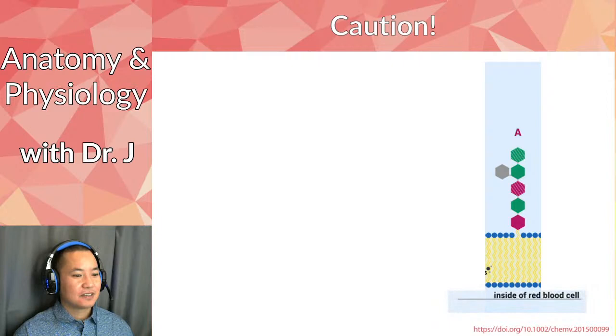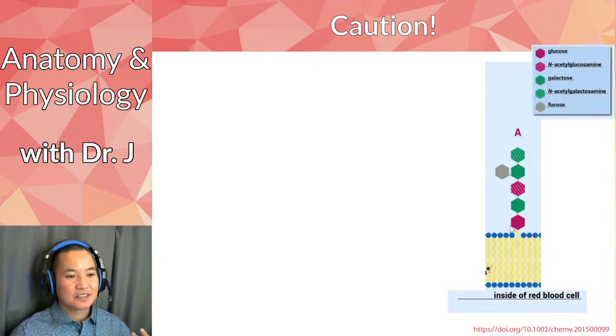Now, this is why I think the OpenStax version is a little better than the Martini version, because this is what the A antigen looks like. You might be like, oh, hexagons, kind of like glucose, right? Yeah, so it is some sort of chain of carbohydrates. We have a branched chain of carbohydrates.